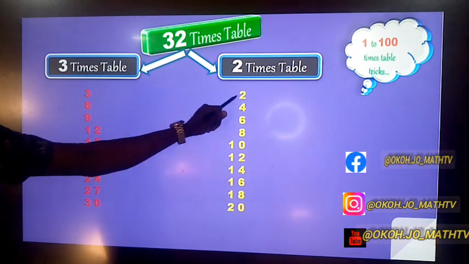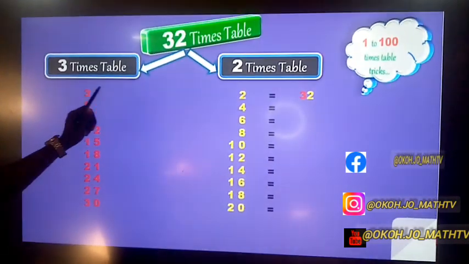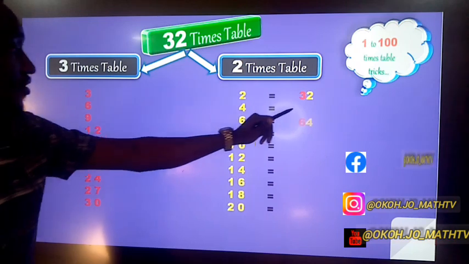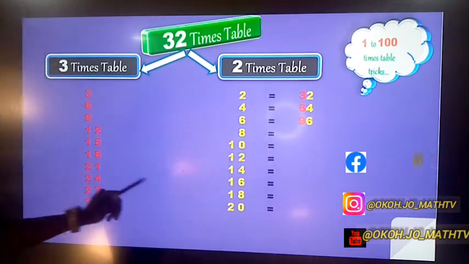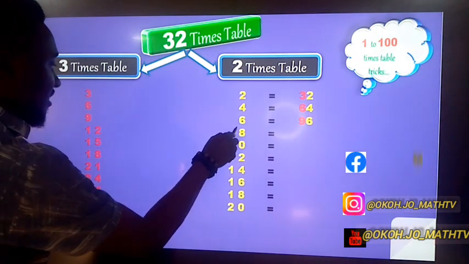So 3 and 2 is what? 3 and 2, because there's no tens place here. So 6 and 4 is what? 64. 9 and 6 is what? 96. In this place, please take note of this 8. This 8 is still in the unit place.